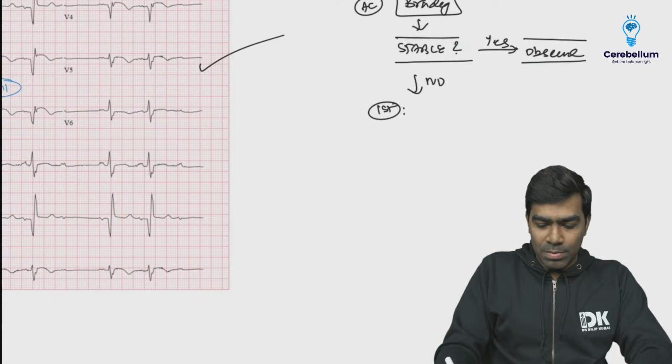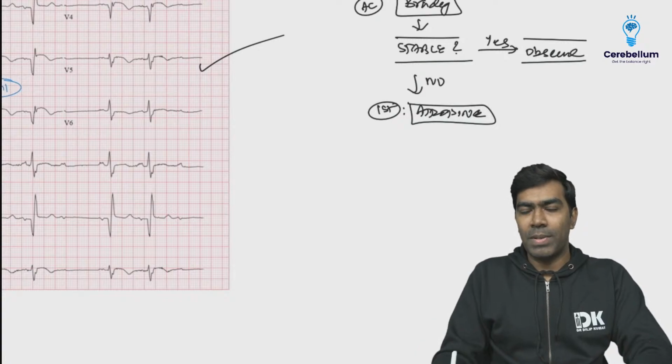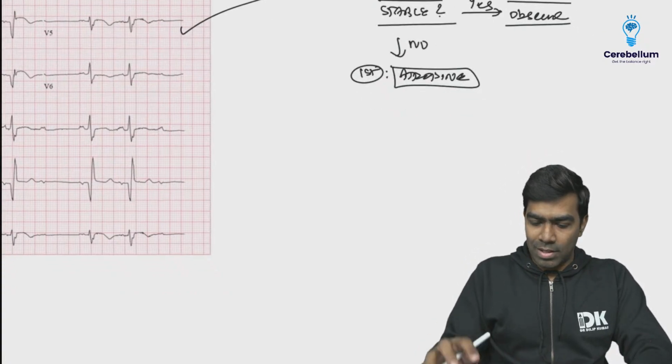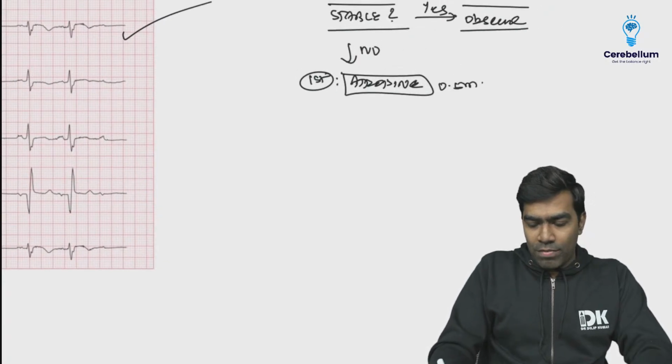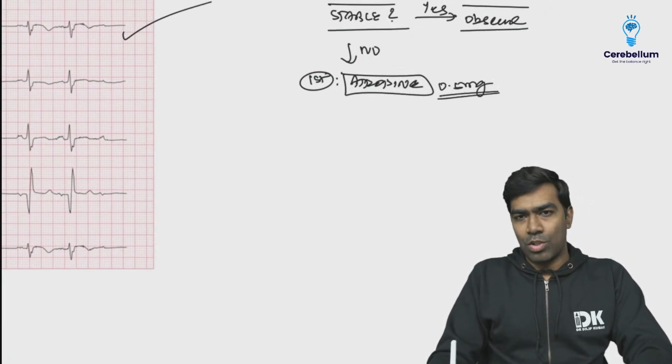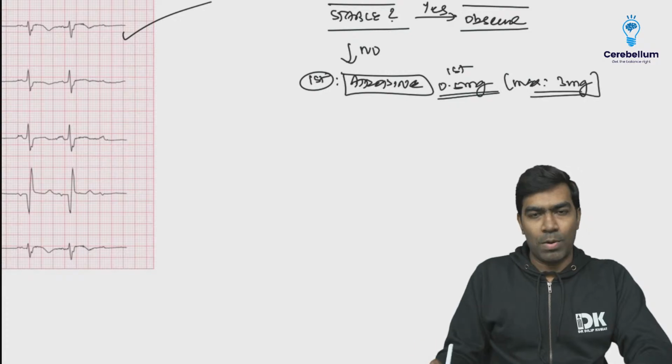The immediate management will be atropine. You are going to immediately give atropine. So what is the dose of atropine? According to ACLS protocol, it is 0.5 milligram atropine. That's the first dose. And you can give a total maximum of approximately 3 milligram.